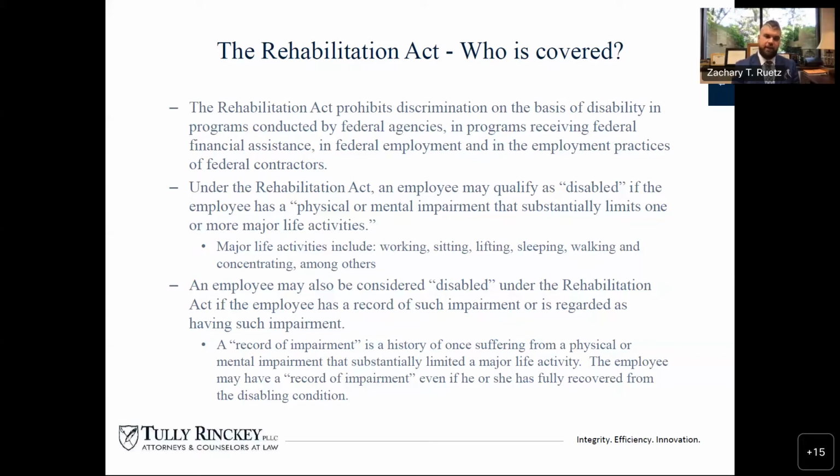An employee may also be considered disabled under the Rehab Act if they have a record of such an impairment or if they're regarded as having such an impairment. A record is a history of essentially once suffering from a physical or mental impairment that substantially limited one of those major life activities. And this is even if the employee has fully recovered from the disabling condition.